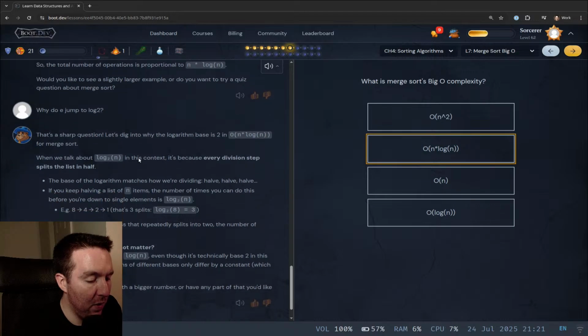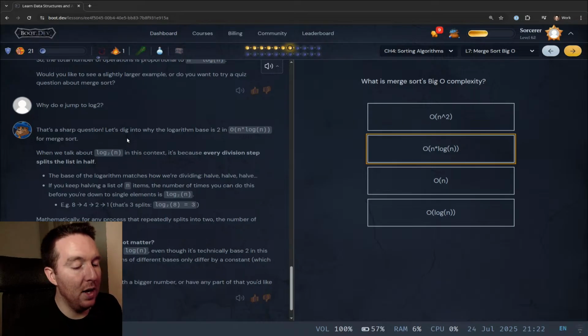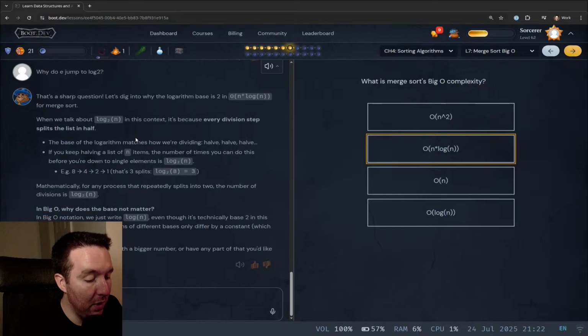So that's a sharp question. Let's dig into why the logarithm base is 2 in n times log n. First, let's talk about log squared n in this context. It's because every division step splits the list in half. The base of the logarithm matches how we're dividing half, half, half. If you keep halving a list n times, the number of times you can do this before you're down to single elements is log 2.